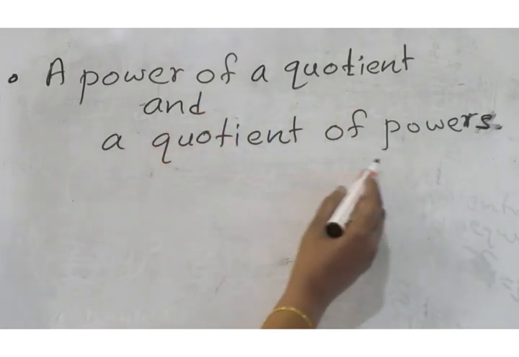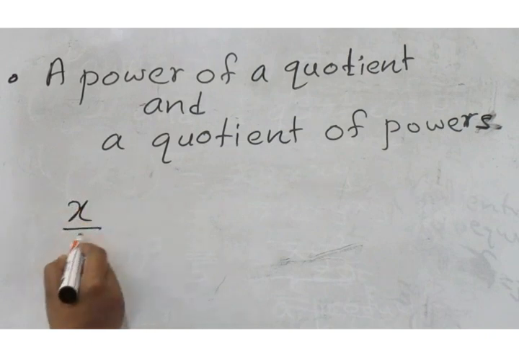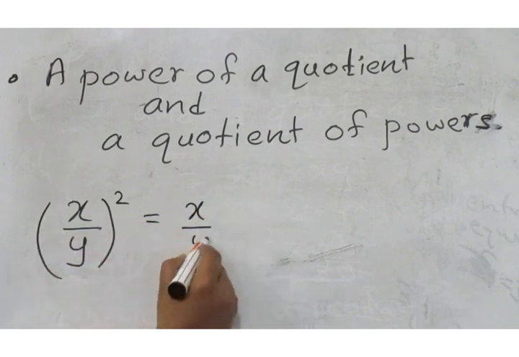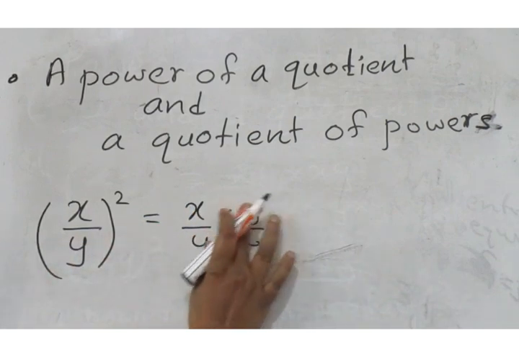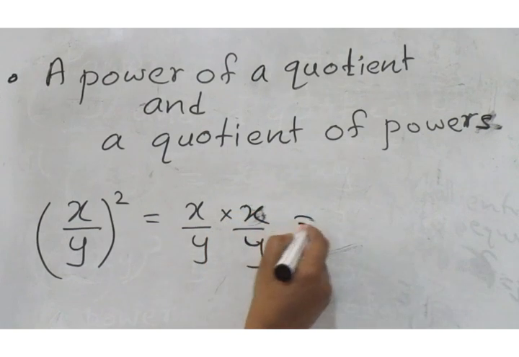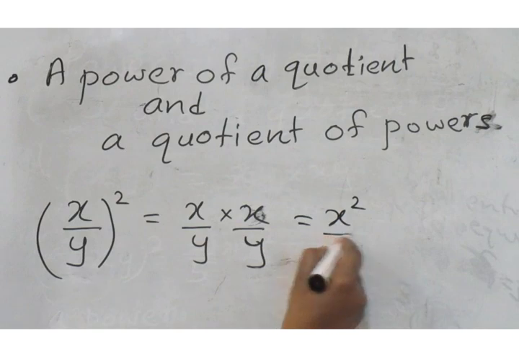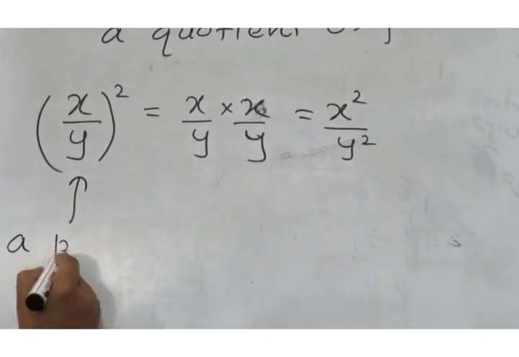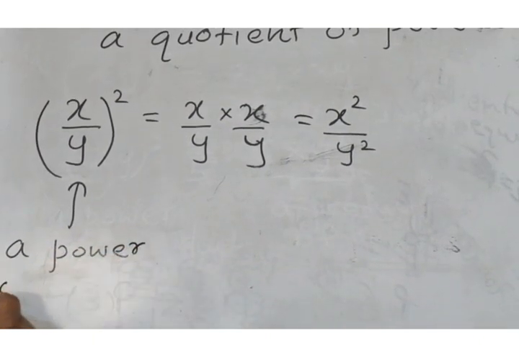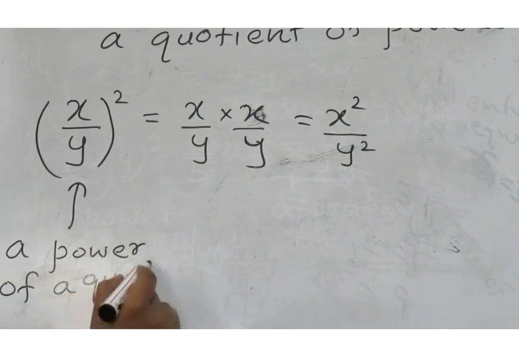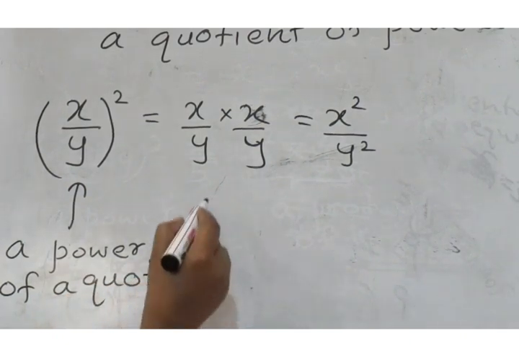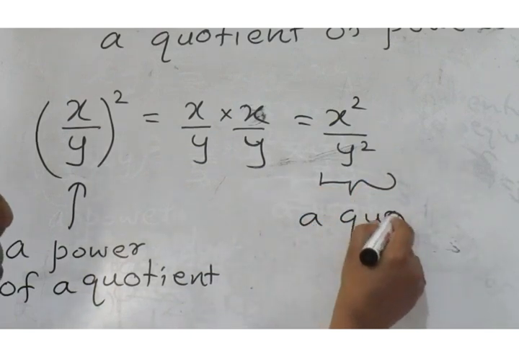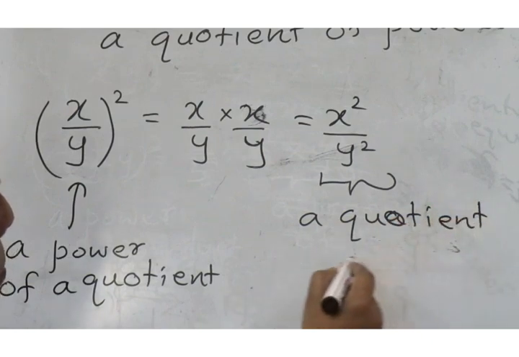Quotient and a quotient of powers. See this example, x over y power 2. Now take the expansion form, x over y into x over y. Then here product is x to the power 2, here y to the power 2. Now this is called a power of a quotient. This is called a quotient of powers.